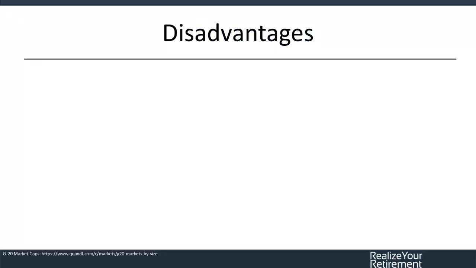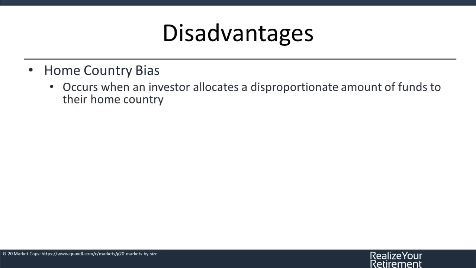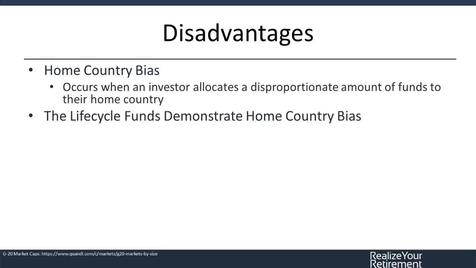Now, on to the disadvantages. Home country bias is when an investor allocates a disproportionate amount of their money into their home country versus the size of their country in light of the global market portfolio. TSP funds demonstrate considerable home country bias.